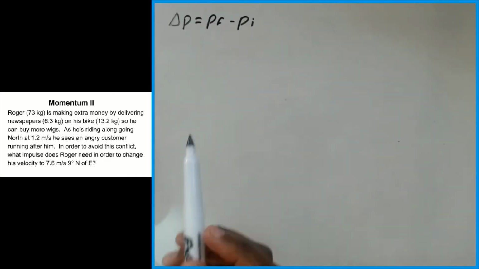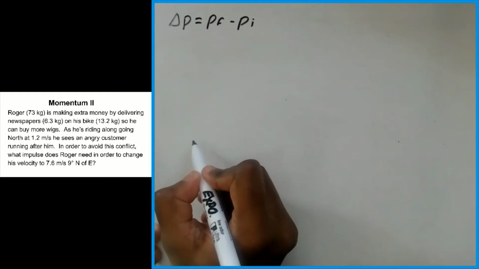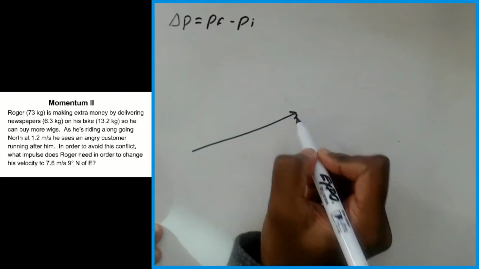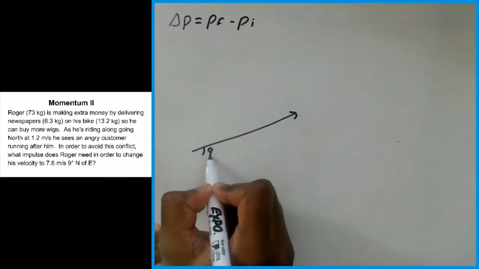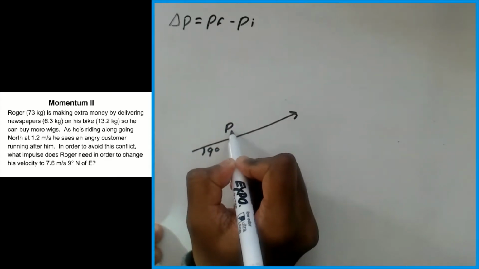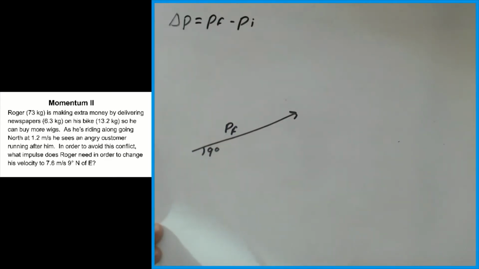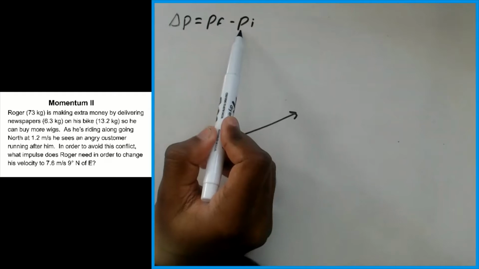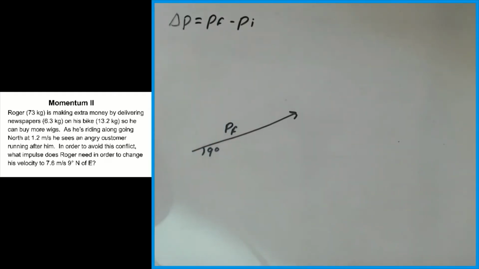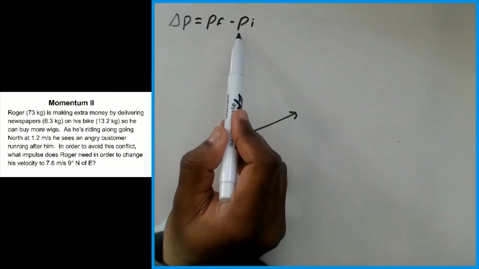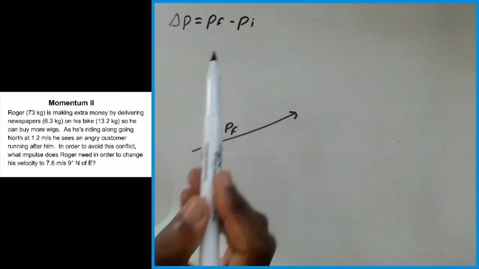So we can start off by drawing the PF vector, which is going to look something like this. So it's 9 degrees north of east. And then we're going to add over the PI vector. So note that this is going to be a vector subtraction diagram. So when we draw the PI vector, we want to draw the opposite.